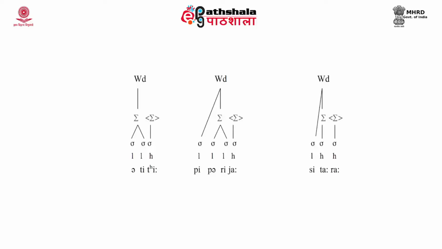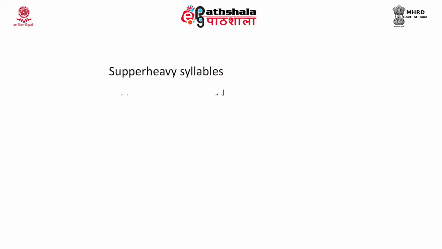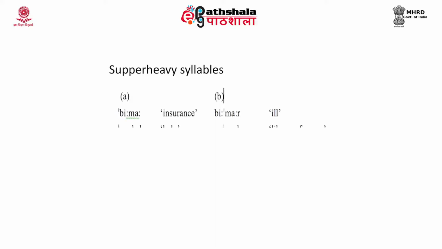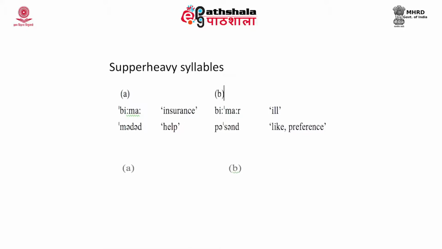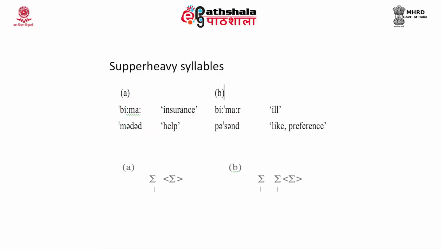Now Hindi is one of these languages, there are not many of them, which has an additional third degree of syllable weight, namely super heavy syllables, in addition to light syllables and heavy syllables. Now why do we need super heavy syllables? Take a look at the examples given on the screen. We have Bima, which means insurance, and Bimar. Now the difference between Bima and Bimar is only the presence of a ra at the end.